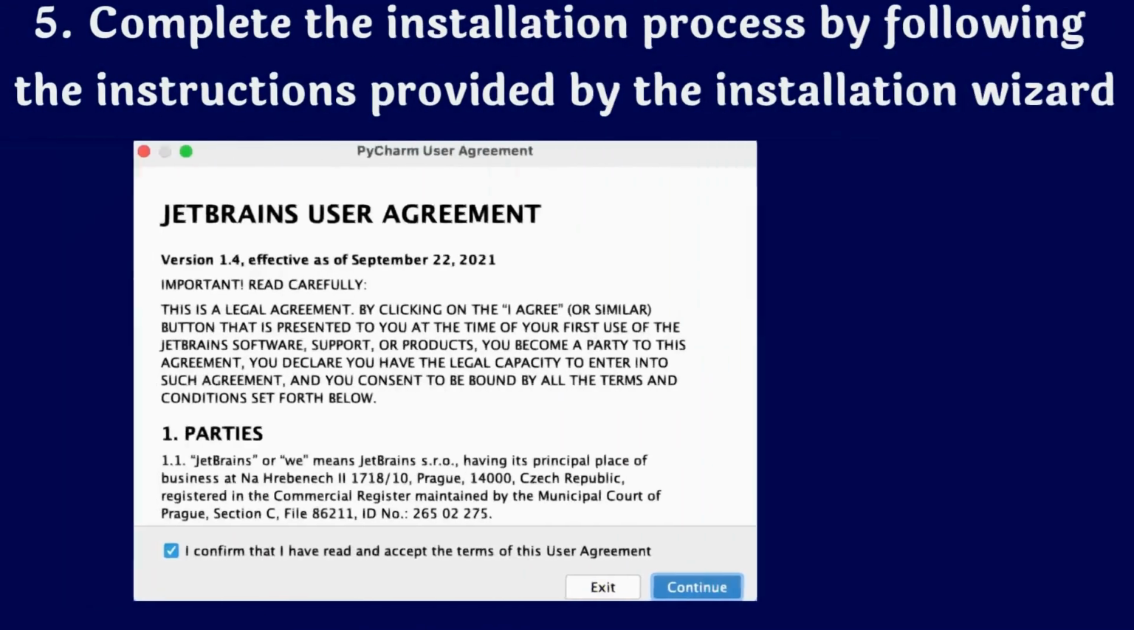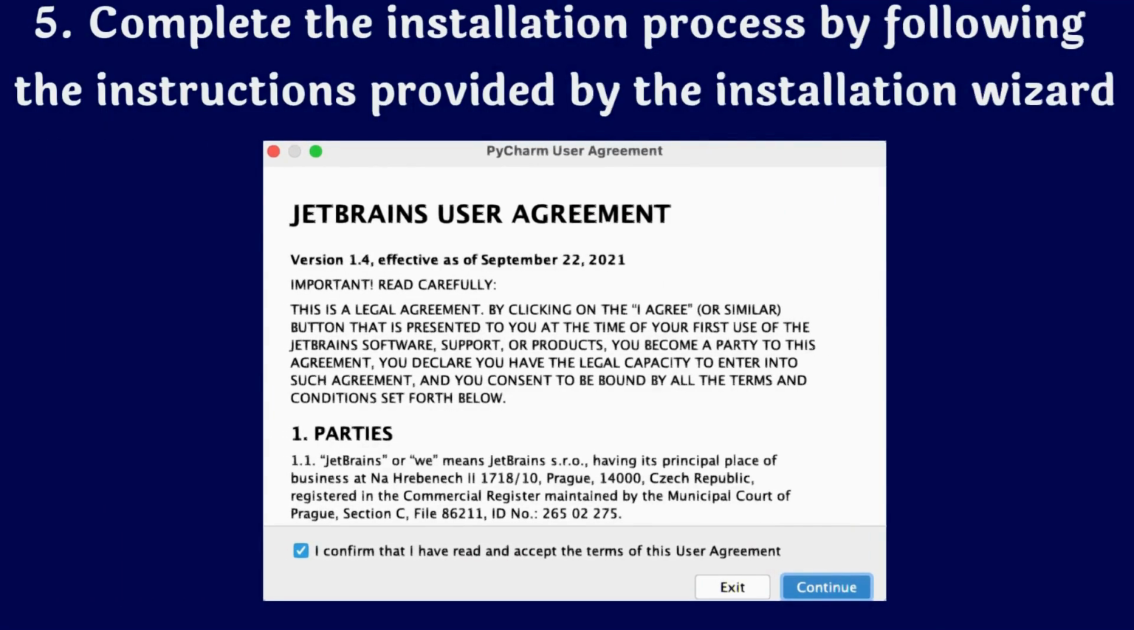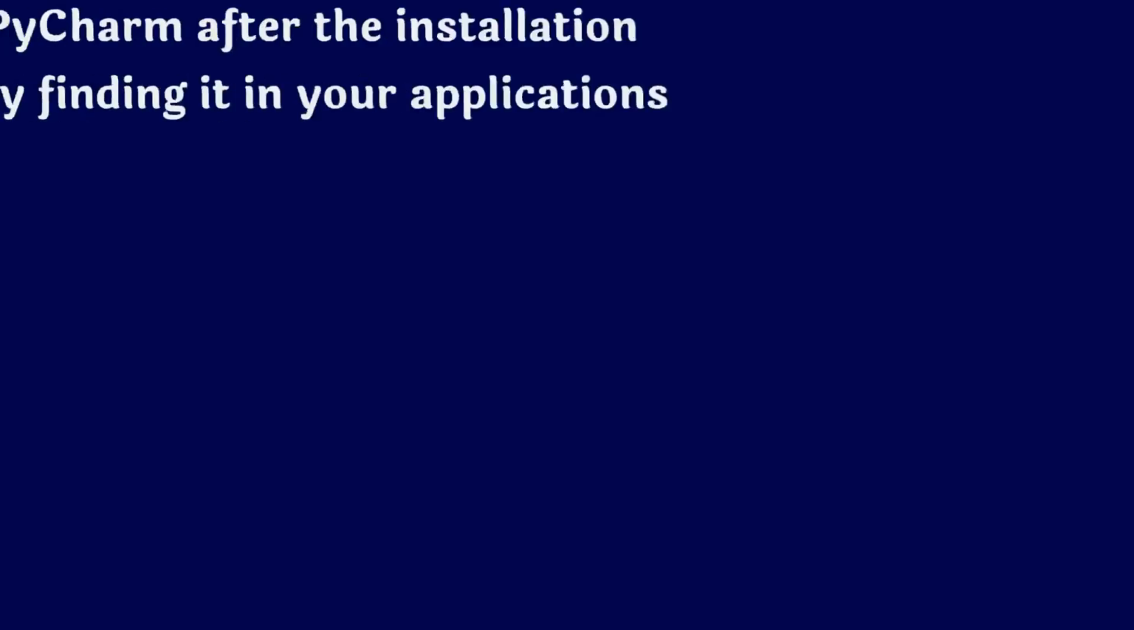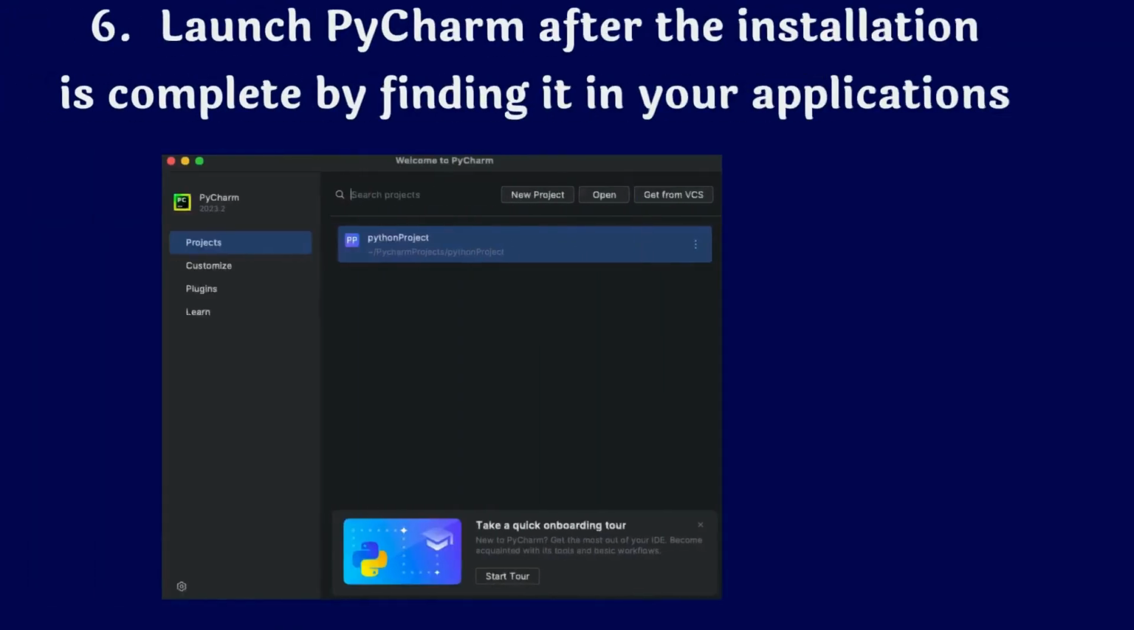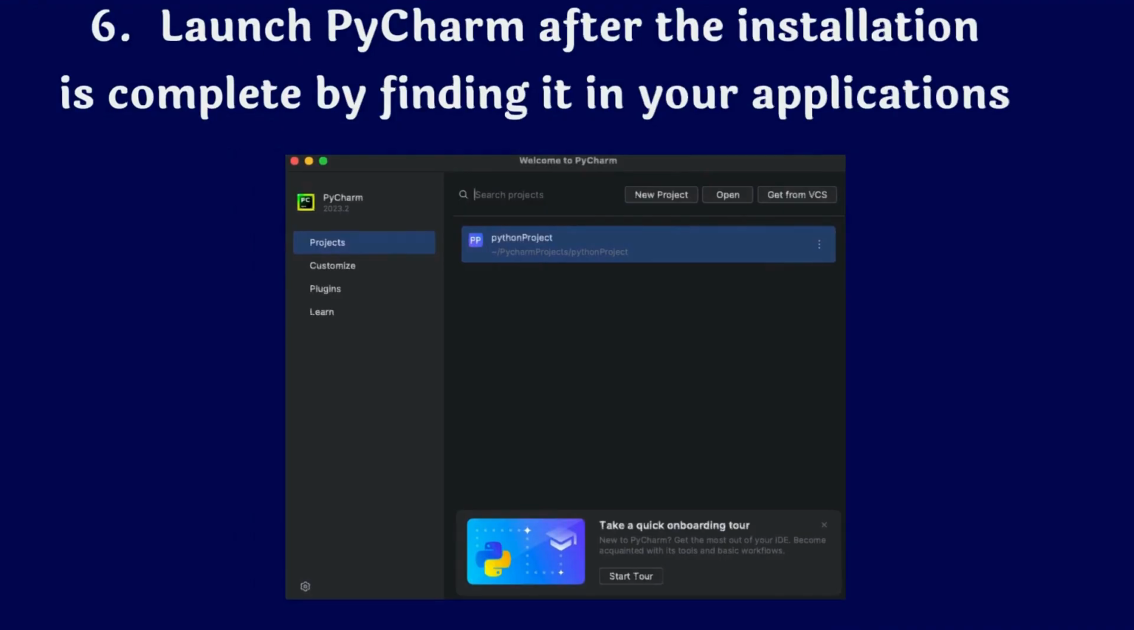Number 5, download the installer file. Complete the installation process by following the instructions provided by the installation wizard. It may be necessary for you to have admin privileges in order to get the software installed on your machine. Number 6, you can launch PyCharm after the installation is complete by finding it in your applications or start menu.